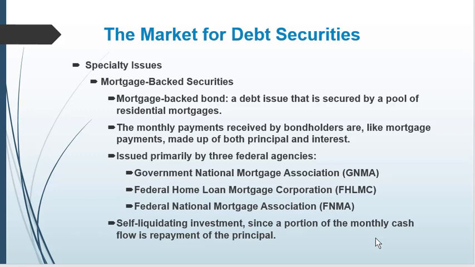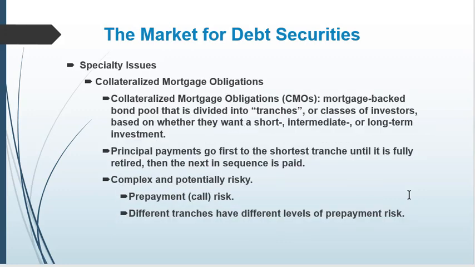So there are only a few agencies that can issue mortgage-backed securities. Freddie Mac, the Federal Home Loan Mortgage Company, and the Federal National Mortgage Association, and Ginnie Mae, sorry. These are all organizations that can issue debt that is backed by these mortgages of residential homes.